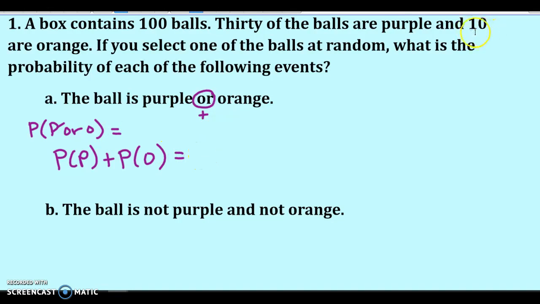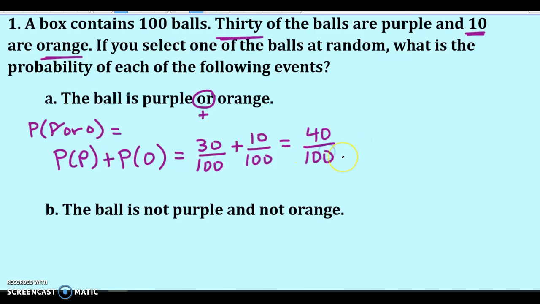Probability of purple: if there are 30 purple balls, there are 30 out of 100 ways that I can get a purple ball. Plus, if there are 10 orange balls, there are 10 out of 100 ways I can get an orange ball. Add those together, I get 40 out of 100. That's your probability. Sometimes people write probabilities as percentages. Typically, I'll write them as a reduced fraction, but you can do what you'd like. If I reduce that, it's a 2 out of 5 chance, or 40%.